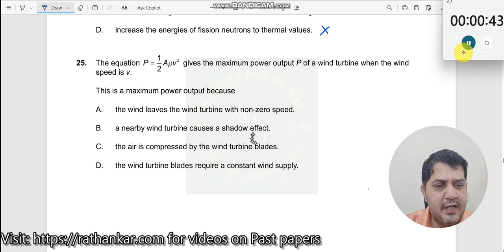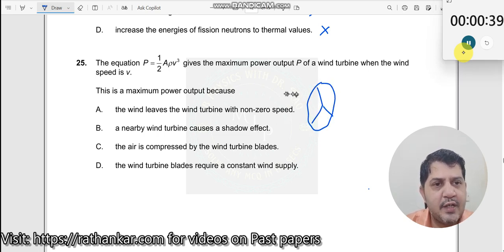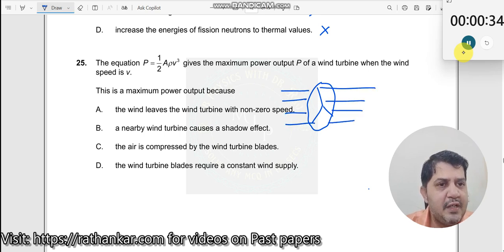Okay. So what happens is, when there is a wind turbine like this and it starts rotating, the wind gushes through the wind turbine and part of it will leave it. That means not all the wind is being utilized by it. Some part of the wind is being utilized, and some part of it goes away over here. So therefore, the wind leaves the wind turbine with non-zero speed. Okay, you cannot stop the wind over here. Some part of the wind will be utilized and part of it will be going.